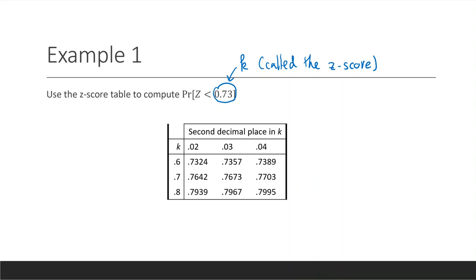The first thing we look at is everything up through the first digit after the decimal, so this 7 here. That 7 tells us that we're looking at this row of the table, and then the next thing is the 3 over here, and that tells us we're looking at the second column over here. And then our answer is the guy in the middle. In this case, the probability that z is less than 0.73 is, up to 4 decimal places, 0.7673.